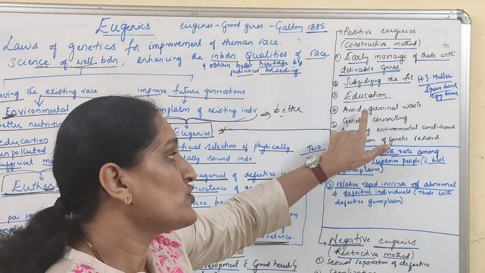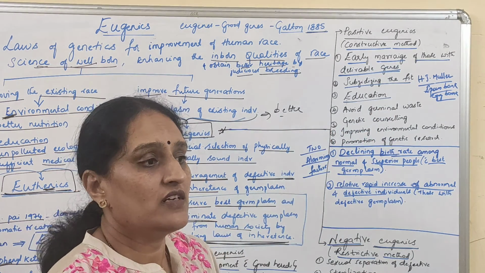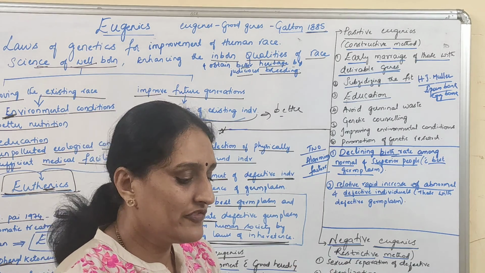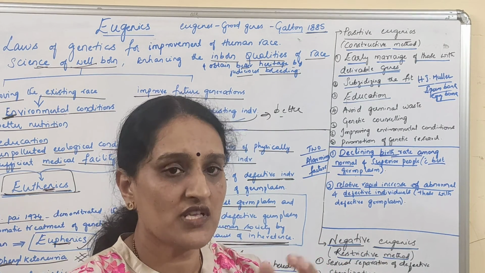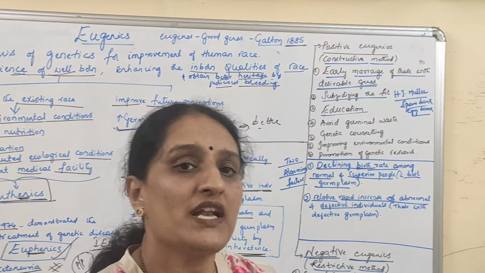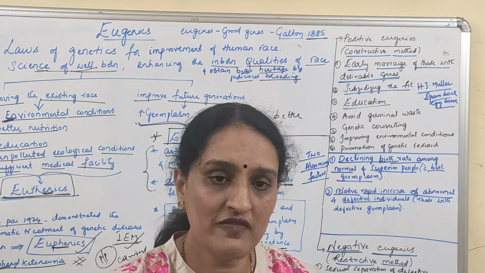Then the next one is to avoid germinal waste. That is, as I said, some fragment of the society, like for example some priests or nuns or some group of individuals, are not allowed to get married, which means that their germplasm is going to waste.